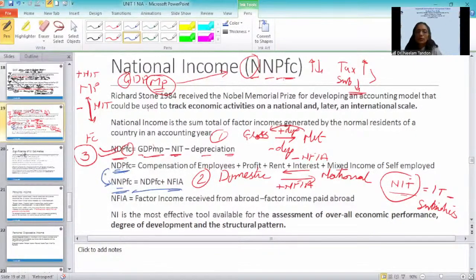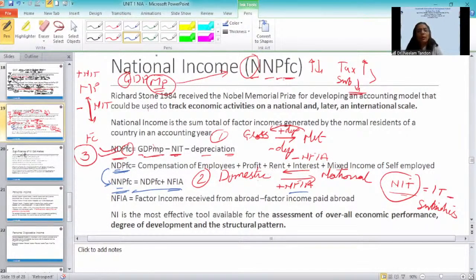So any conversion you can do by simply remembering three golden rules of national income accounting. One, gross to net is minus depreciation. Net to gross is plus depreciation. I hope my handwriting is okay, or shall I write again? Domestic to national, you add NFIA. If you go from national to domestic, you deduct NFIA.